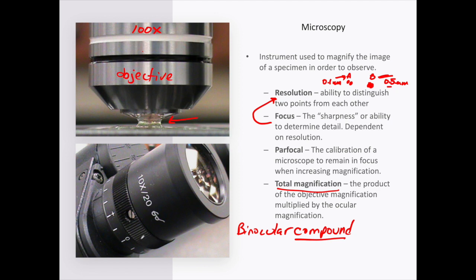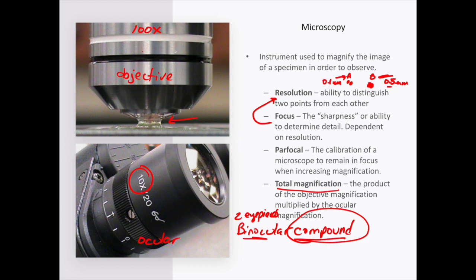Below here, the picture below, this is what we call the ocular. And this is the eyepiece that we look through. The eyepiece also magnifies our image another 10 times. So when we have a compound microscope, this one is called binocular because it has two oculars, or two eyepieces, right? We have two eyes, so we use two eyepieces. These two eyepieces are the binocular part.